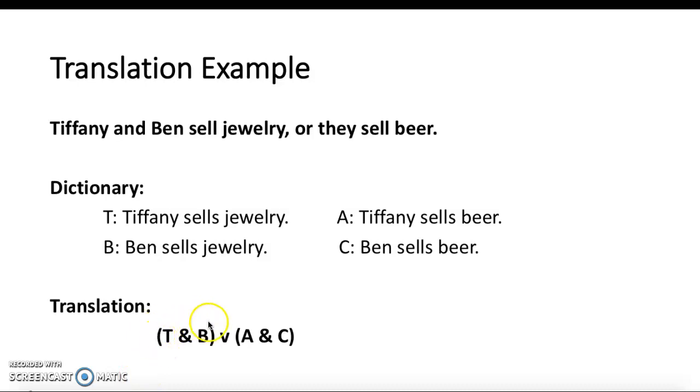So we put these parentheses here to indicate that this is a self-contained unit in a more complex sentence. Then we put our wedge here to represent "or," and then what follows after that? "Or they sell beer." Who's "they"? Well, Tiffany and Ben. We have these 2 simple sentences here. So what we write is A and C to represent "they sell beer." So this complex sentence in English, "Tiffany and Ben sell jewelry or they sell beer," is translated into symbolic logic as T and B, or wedge, A and C.